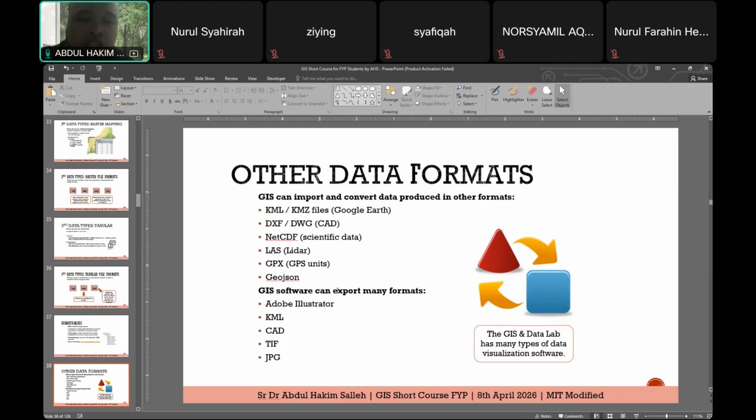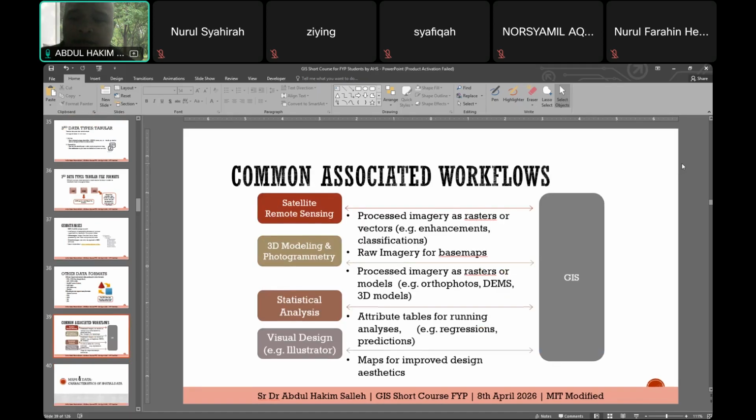GIS software can export many formats too. For example, the Adobe Illustrator format, .ai if I'm not mistaken, KML formats for Google Earth, AutoCAD, CAD, TIFF in the form of image, JPEG. These are the fundamentals of GIS software. It can give you a lot of other formats to work with.